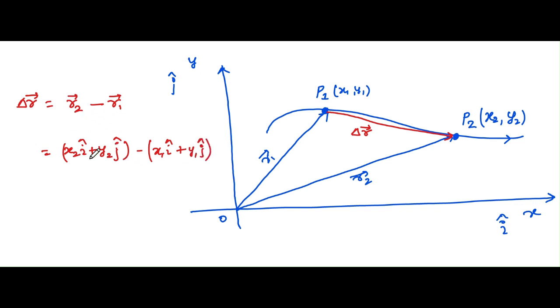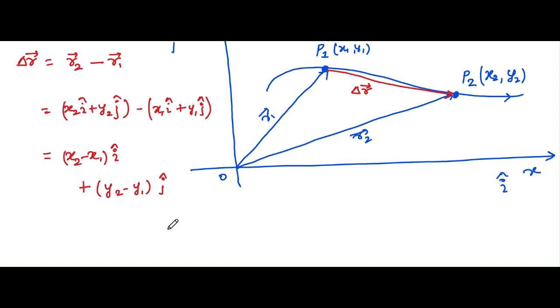We have done this thing in previous videos. We can rearrange these terms and write x2 minus x1 i cap plus y2 minus y1 j cap, and further we can write delta r vector or displacement vector. This thing we can write delta x, and of course i cap here, and this thing we can write delta y and j cap. So this is displacement vector.